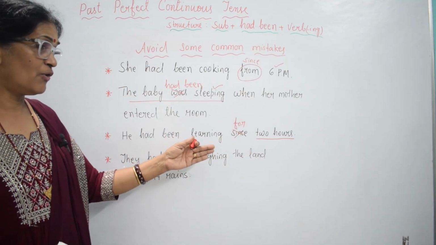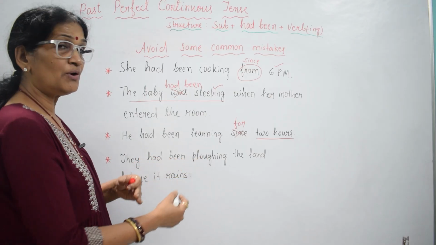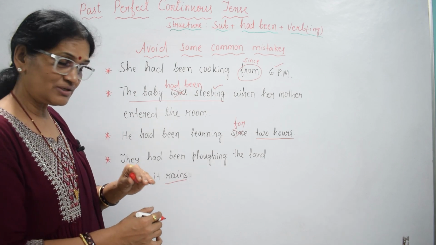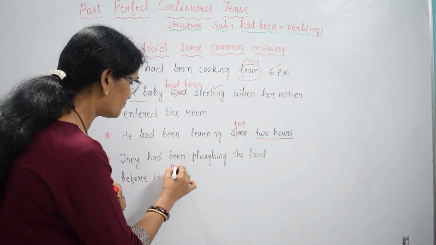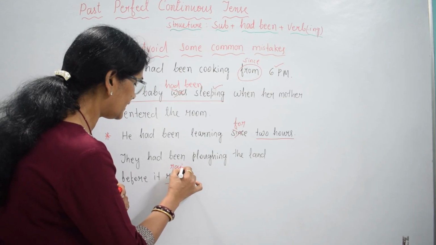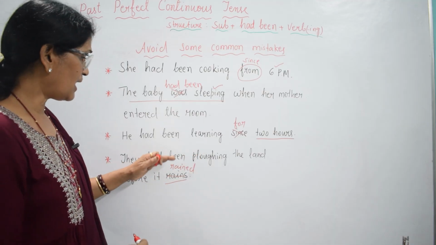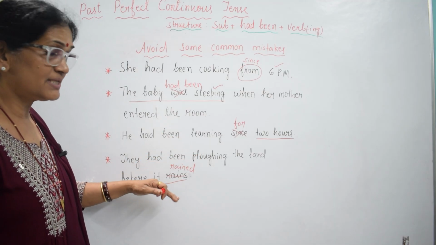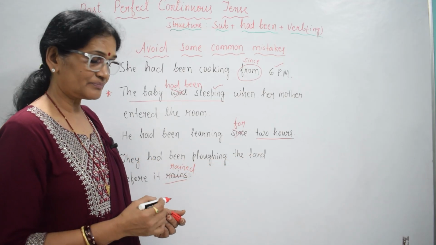They had been plowing the land before it rains. We are talking about past tense. So, it rains is wrong, not simple present. It will be rained. Okay, instead of rains, it will be rained. One action was ongoing before another action happened. Next action happened, it rained. They had been plowing the land.